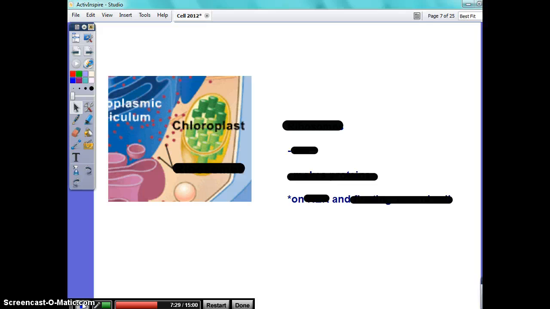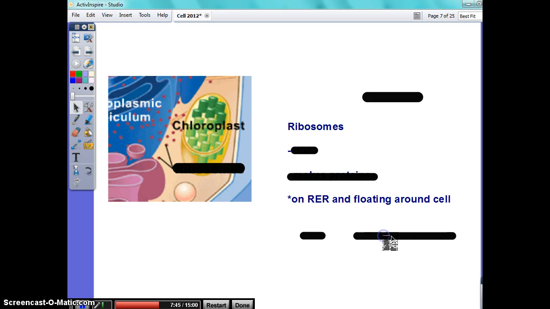I'm pointing at those little red dots. Ribosomes. Where did we already see ribosomes? In the endoplasmic reticulum. They're not just on the endoplasmic reticulum, they're also floating around the cell. Okay? The ribosomes are on the endoplasmic reticulum and floating around the cell. They look like dots, as we mentioned. Anybody know what their function is? What do ribosomes make? They're proteins. Good job, proteins.